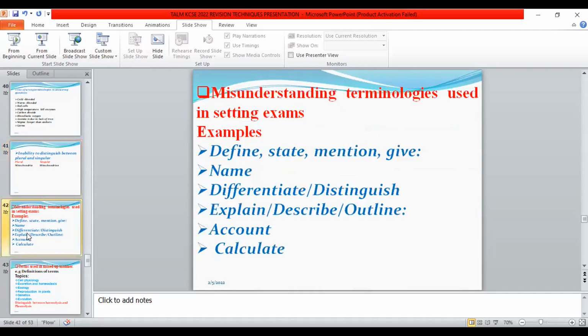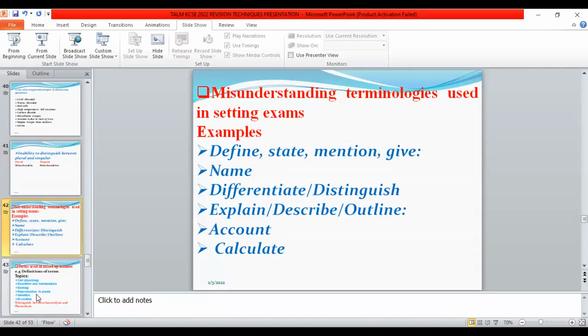Second reason as to why we have students performing poorly in biology paper 1 is because they do not understand the terminologies used in setting questions in the biology exam. And in biology, you don't have many terminologies. There are quite a few. We have terminologies like define, state, mention, give, list. All those terminologies mean the same thing, that the student is required to recall what they learned without any explaining.